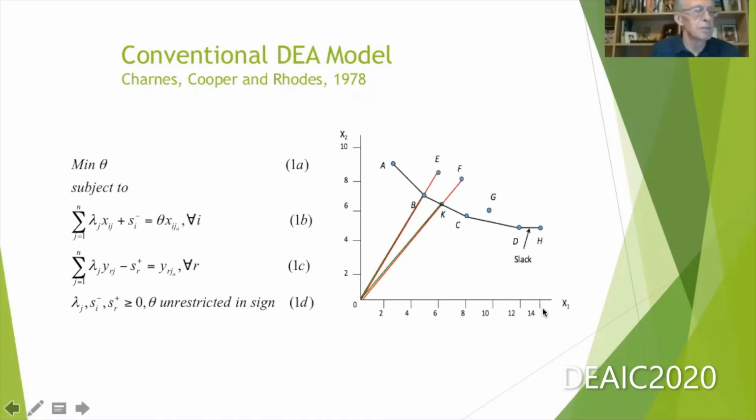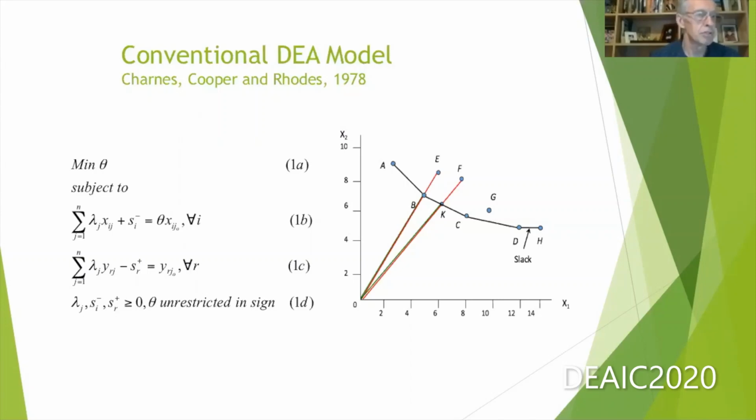DEA was developed by Charnes, Cooper and Rhodes in 1978 as an optimization tool for measuring the efficiency of each member of a set of decision-making units relative to other DMUs in that set. DMUs might be bank branches, hospitals, schools, lots of examples.